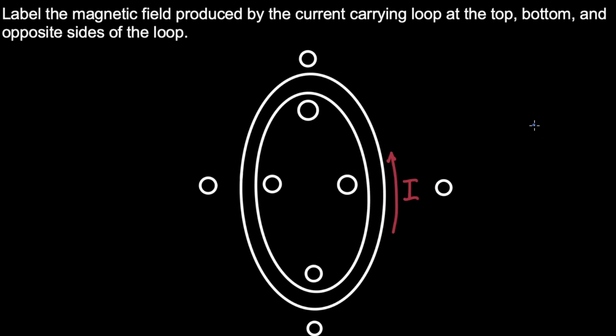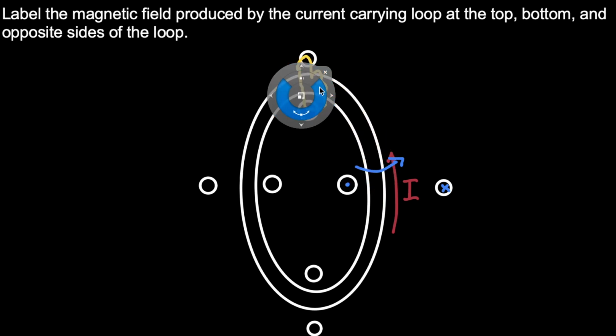Label the magnetic field produced by the current carrying loop at the top, bottom, and opposite sides of the loop. Okay, so thinking about this, if we have a hand, and we point using our wire rule, our thumb in the direction of the flow of current, that means that our fingers are now showing the magnetic field. So here, the magnetic field is coming out of the page, and on this side, it's going into the page.